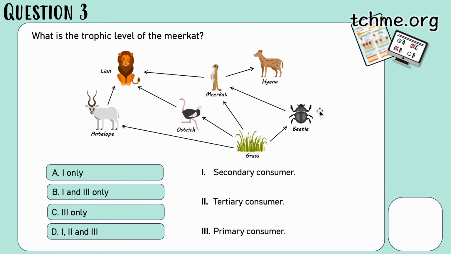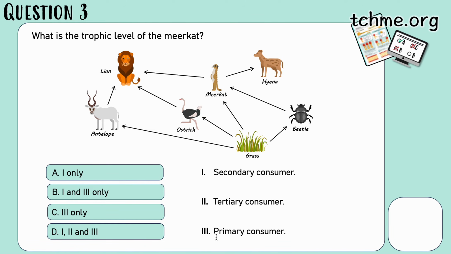Next one here. What is the trophic level of the meerkat? So this is going to play on the idea that an organism's trophic level can vary depending on what food chain we're looking at. So a meerkat can be the primary consumer, so 3 is true, but it can also be a secondary consumer if we look at this food chain. So the beetle is the primary consumer, and then the meerkat eats the beetle. In that case, it is the secondary consumer.